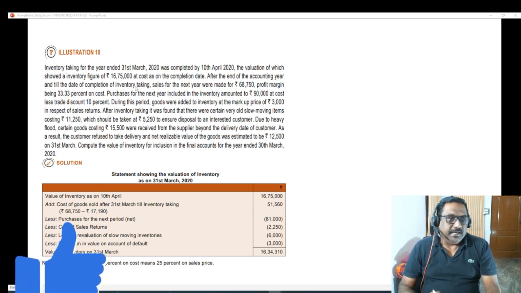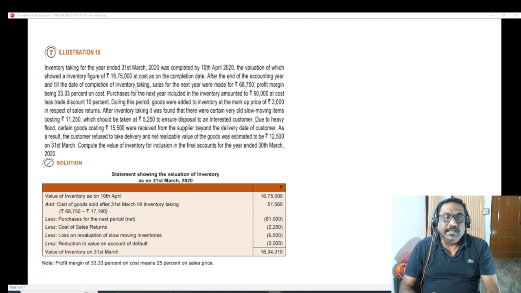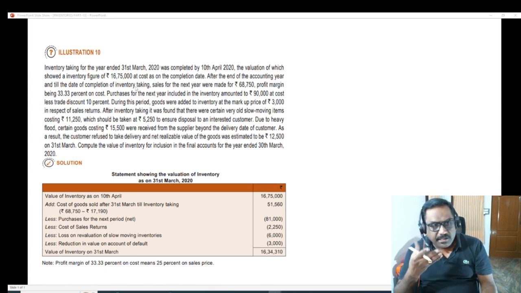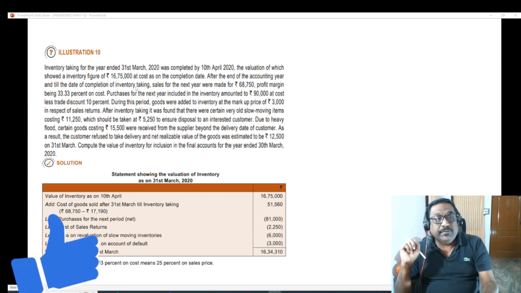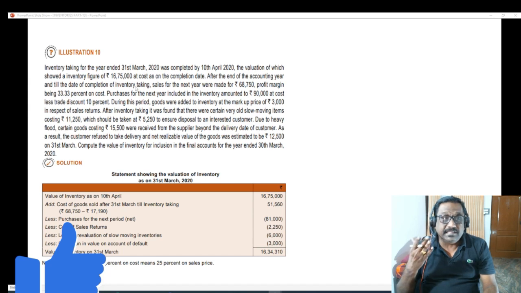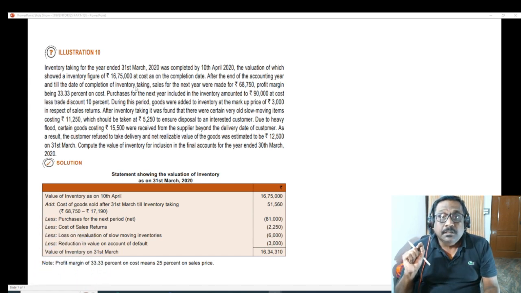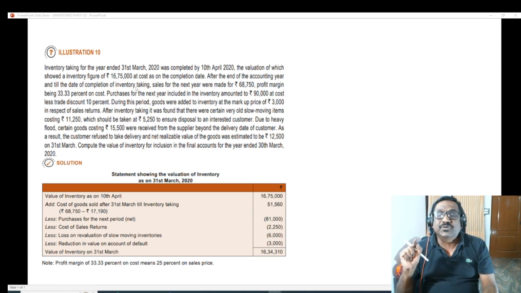Correct? That is okay. Next, during this period, goods were added to inventory at a markup price of 3,000 in respect of sales returns. During this period, in the sense, from 31st March 2020 to 10th April. There are sales returns of 3,000. We should consider sales returns for our inventory purpose, right? But 3,000 is inclusive of markup. What is the markup value? They have not given it. But the markup, whatever they have given previously for the sales of 68,750, they said very clearly 33.33% is the margin on cost. The same margin you have to take for sales returns also.